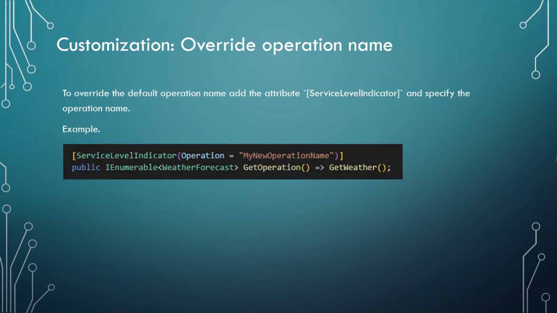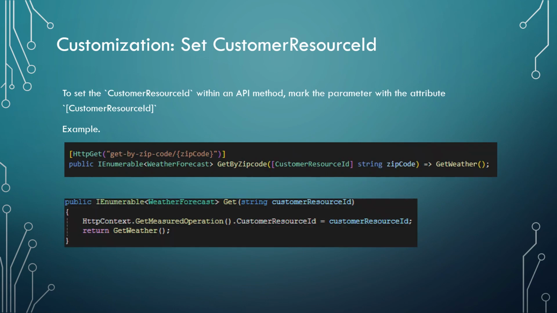If you wish to override the default operation name, which is the route, you can use the service level indicator attribute and set the operation name to what you want it to be. If the customer resource ID is a parameter to your function, then you can specify an attribute, the customer resource ID attribute, and it'll get emitted. In this example, zip code is going to be emitted as the customer resource ID.